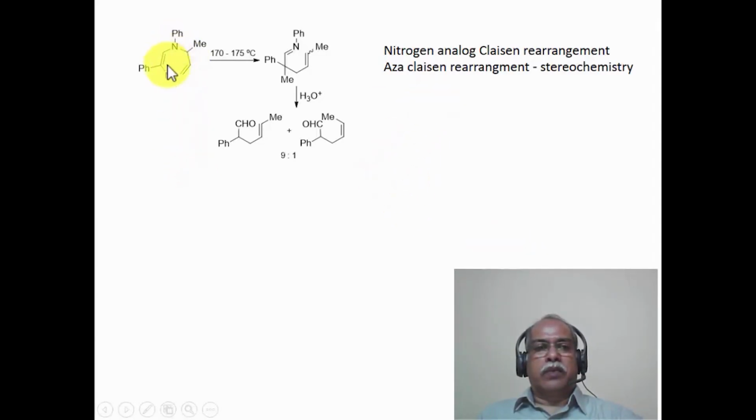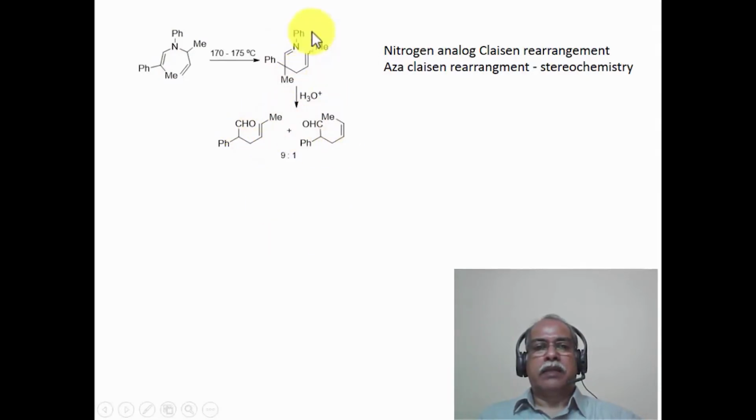Instead of an oxygen in the Claisen starting material, if we have a nitrogen, then it is an aza Claisen rearrangement. Here is an example of an aza Claisen rearrangement taking place of the vinyl allyl amine, which is a tertiary amine in this particular case, to get the corresponding imine. The imine is hydrolyzed in the presence of aqueous acid to generate the corresponding aldehyde.